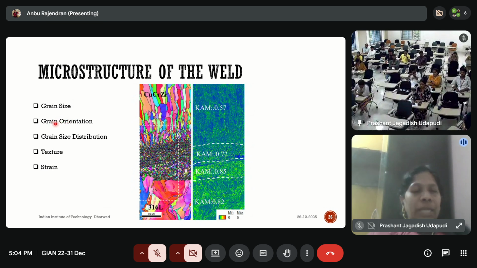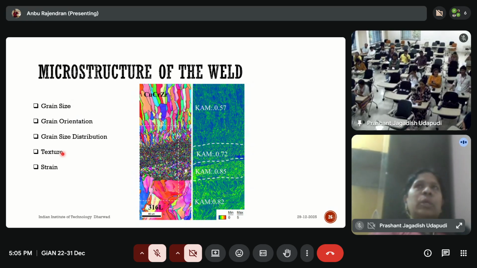Orientation of one grain with respect to another grain can be studied by using the EBSD method. Grain size distribution, whether it is coarser, finer, or elongated, the size distribution map also you will get by using EBSD. And texture: the orientation of grains with respect to a particular direction.